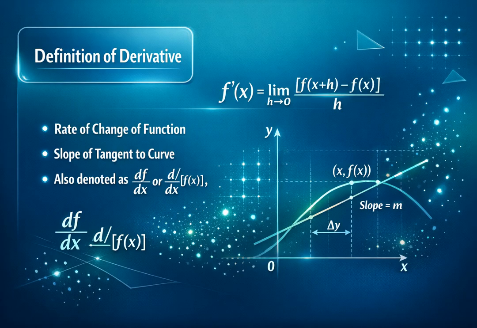The derivative of a function measures its instantaneous rate of change. We define f prime of x as limit as h approaches 0 of f of x plus h minus f of x, all divided by h.